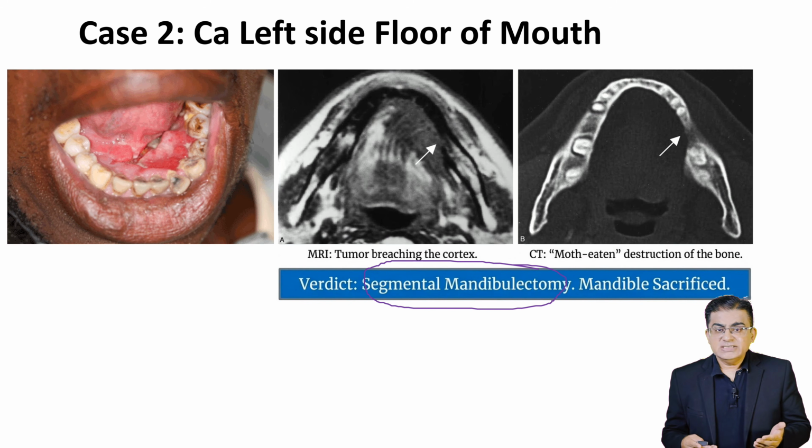Why? Imagine if you had looked at these scans, ignored the gross bony destruction and tried to do a conservative marginal mandibulectomy. You would have cut right through the middle of the tumor. You would have left gross residual disease behind in the marrow, and you would have almost certainly lost this patient's life within 1 year. See, imaging is not just about knowing what surgery to do. It is about knowing when a radical surgery is the only thing that will save your patient.